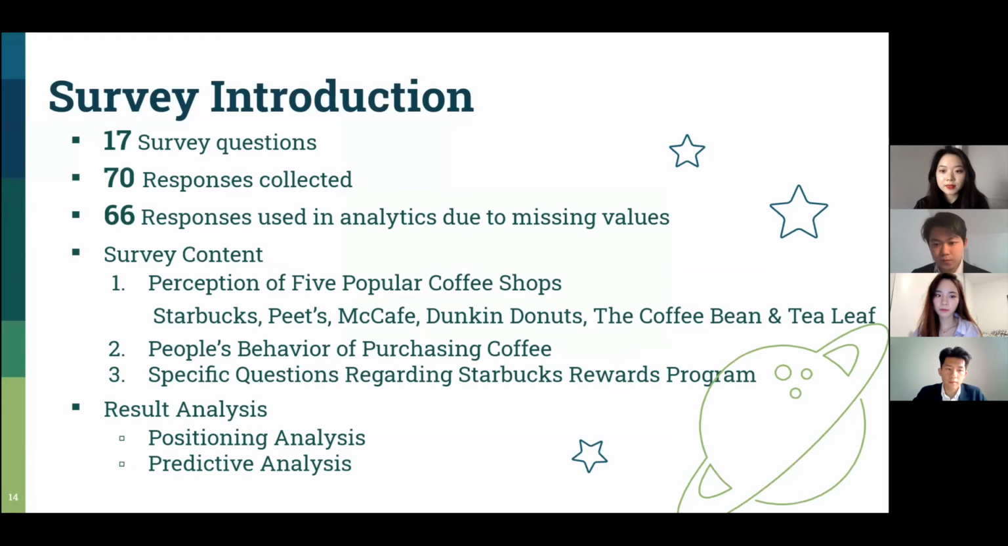First, the perception of 5 popular coffee shops, including not only Starbucks, but also Peet's, McCafe, Dunkin' Donuts, and the Coffee Bean and Tea Leaf. Second, people's behavior of purchasing coffee. Last part is specific questions targeting Starbucks rewards program. Based on the result, I will introduce you positioning analytics, and Keren will show you predictive analytics.